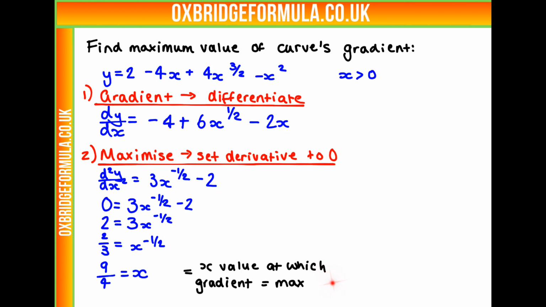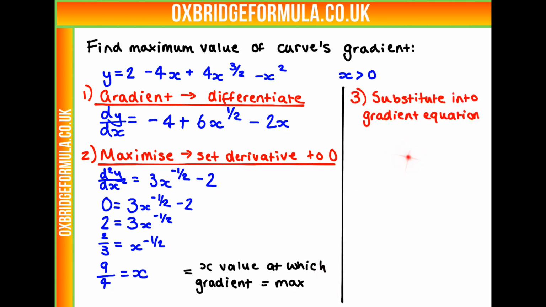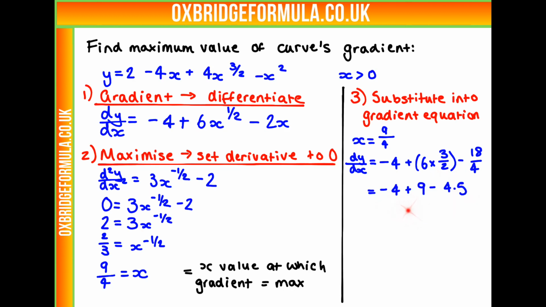So there's one final step we need to do to find our maximum value, and that is to substitute our x value at which the gradient is maximum into the actual equation we worked out for the gradient. So we know that x is 9 over 4, and we know this is our gradient equation. What is going to be our answer? Well, it's going to be minus 4 plus 6 times 3 over 2, take away 18 over 4, which is minus 4 plus 9 minus 4.5, or 0.5. That is our maximum value. And so our answer is C.